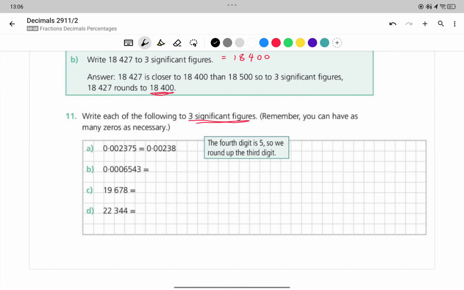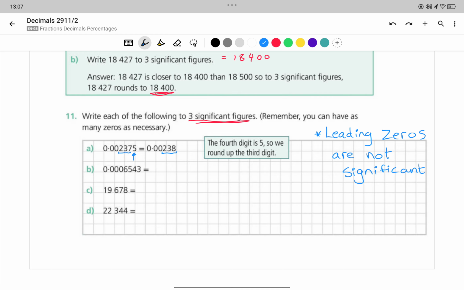So this here would be 0. Your 3 significant figures here start there. The zeros in front of it don't actually count. So we'll make a wee note. They're called leading zeros. Leading zeros are not significant. So they looked at 1, 2, 3. Is that 5 or more? Yes. So that's why that changed to 8.